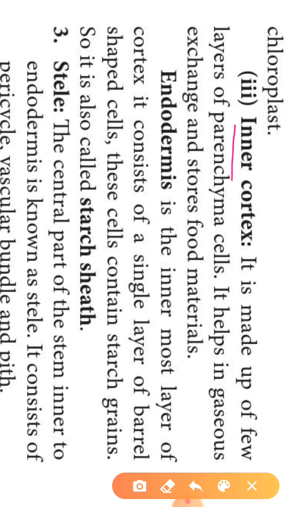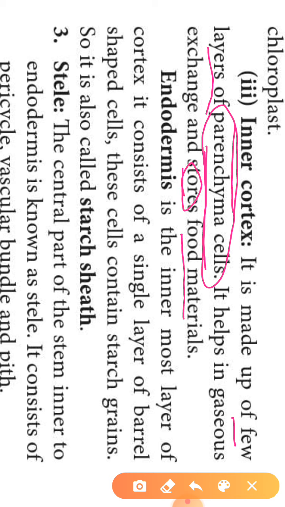Inner cortex. It is also made up of few layers of parenchyma cells. That is what? Parenchyma cells. It stores food materials. It helps for gaseous exchange.